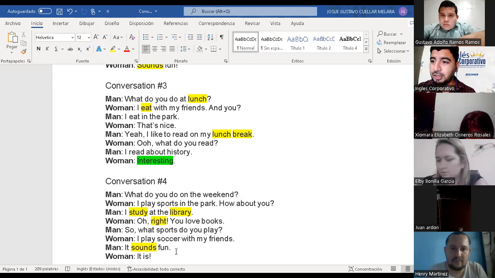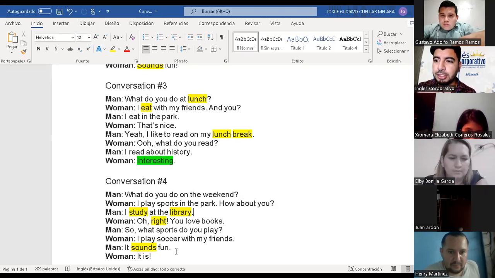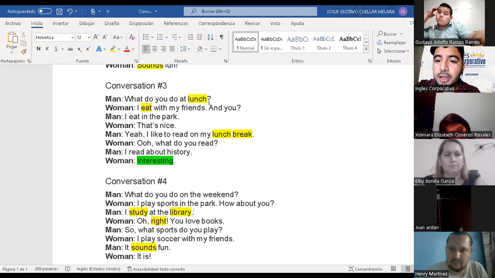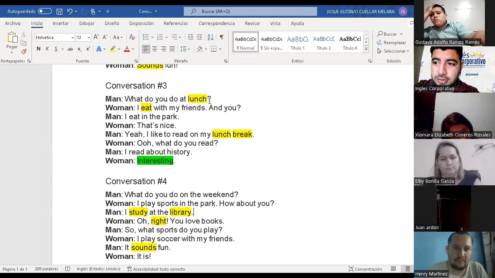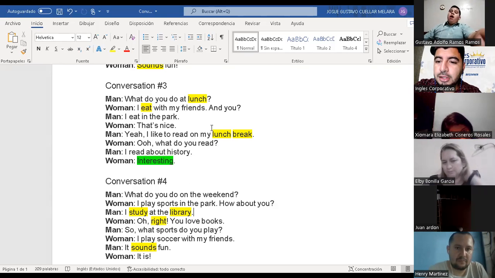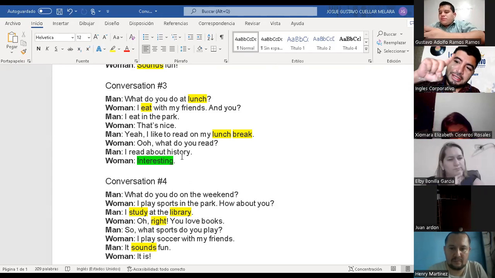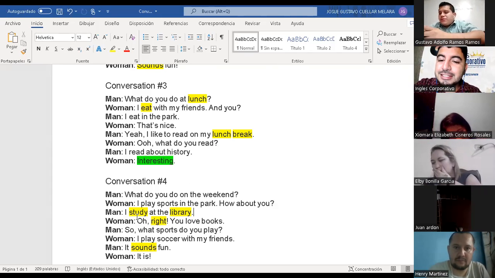Sounds fun. It is. Yo creo que no es necesario decírselas en español. Está bastante claro, lógico, y es en un nivel donde ustedes ya entienden. Pero si hay una palabra, if there is a word that you understand, or maybe it is new or difficult, tell. Si es nueva o si es difícil, me dicen. ¿Ok? Lunch, como lonchera. Lunch. Eat. Lunch break. Interesting. Study. Library. Write. Y sounds. Con S al final. Por favor, suenen la S. Sounds.